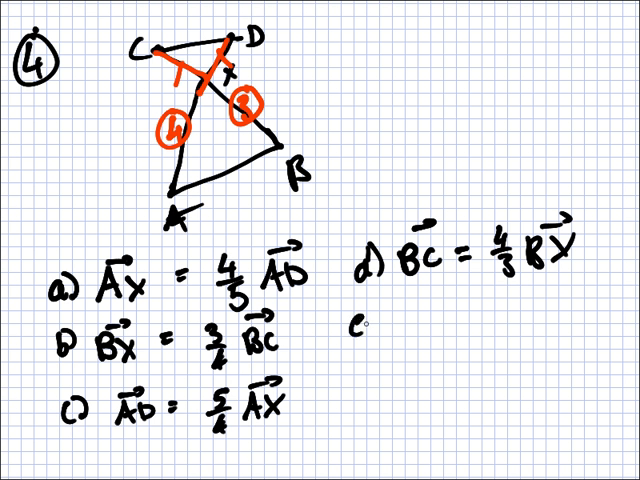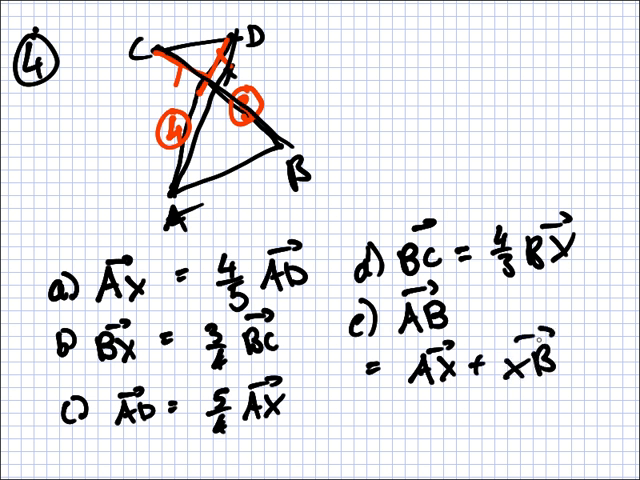And lastly, AB. So, in terms of AD or BC, so in terms of the two big vectors here, these two. Okay, so let's think about this. AB, you could say AB is AX plus XB. Yeah. And we want it in terms of AD. Where's AD? There it is there. And BC. Where is BC? There it is.